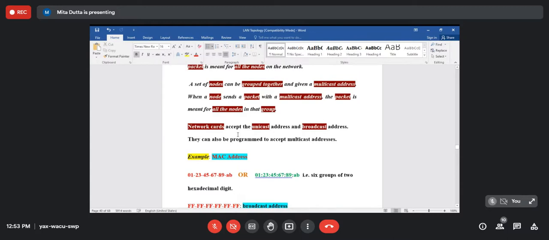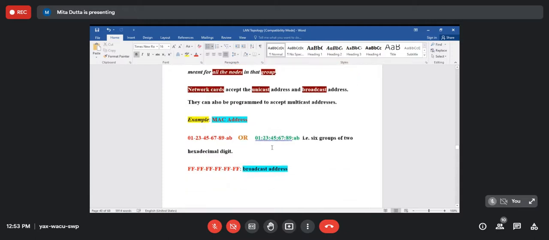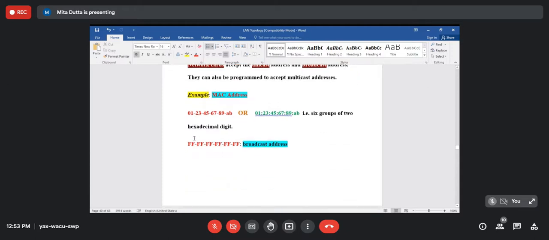And this address is mentioned in the network interface card, the NIC I have told you about. It accepts unicast and broadcast addresses. And to use multicast, we have to write a program. Now a MAC address looks like 01, 23, 45, 67, 89 AB.